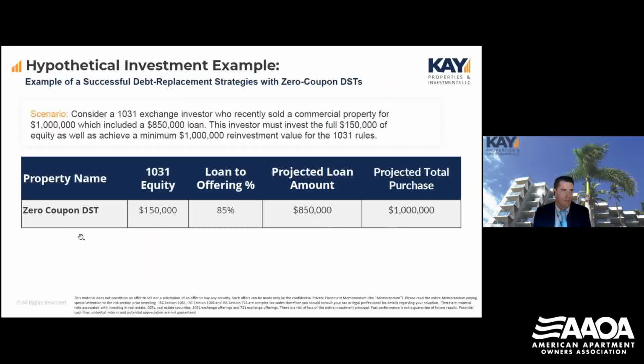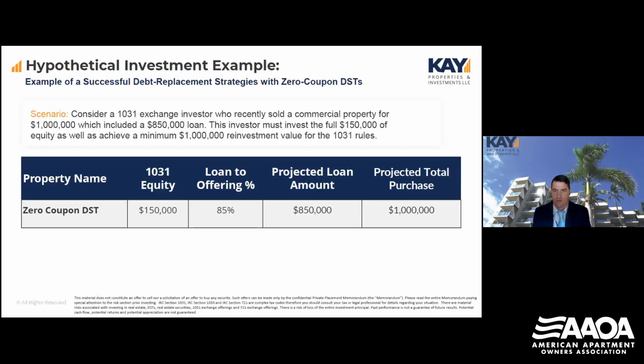Before we get into another example here, I've had a number of different clients who have used zero coupons in tandem with either debt-free DSTs, which we'll cover on the next slide, or also with leveraged DSTs, where they'll put a small portion into a zero coupon just to get a little bit of a bump on their loan to value scenario. And then I've had some that have used it completely for their debt replacement and then gone and bought non-DST properties for the remainder of their equity.